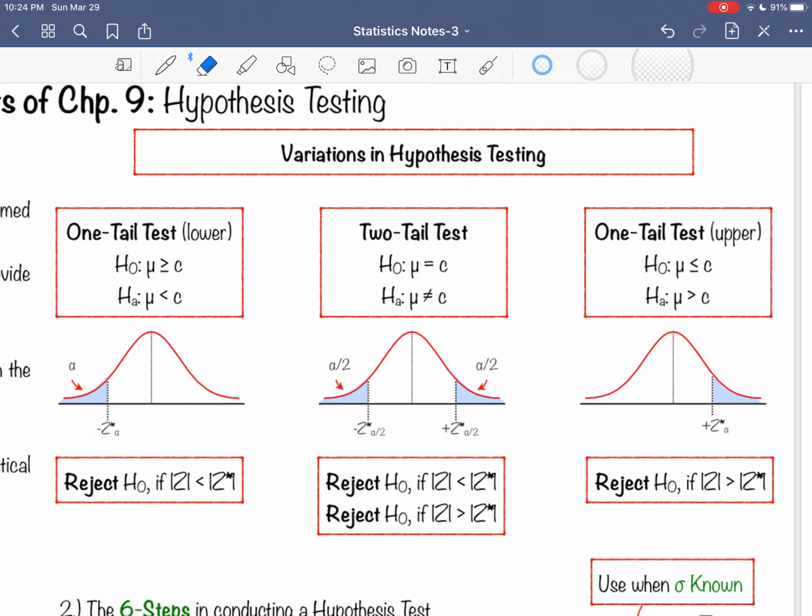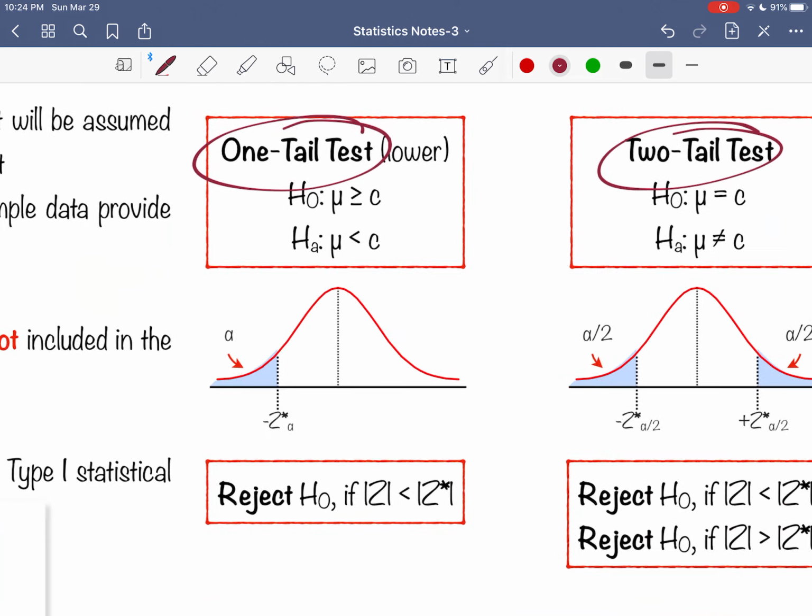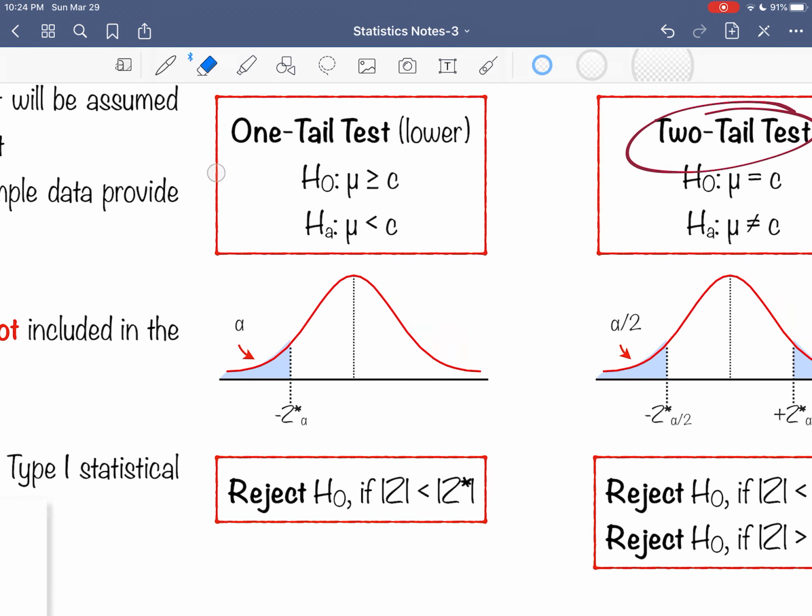We're going to run three types of tests in this chapter: an upper-tailed one-tailed test, a lower-tailed one-tailed test, as well as a two-tailed test. What that means is that sometimes the claim is leaning towards a certain outcome. So for example, let's look at this one-tailed lower test scenario.